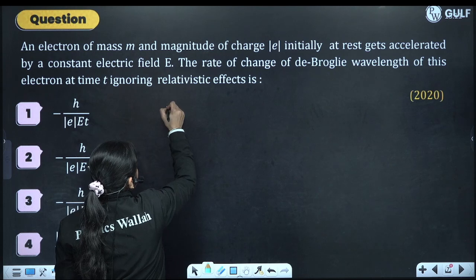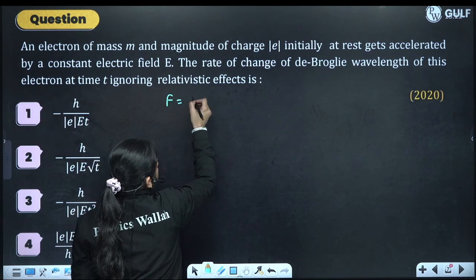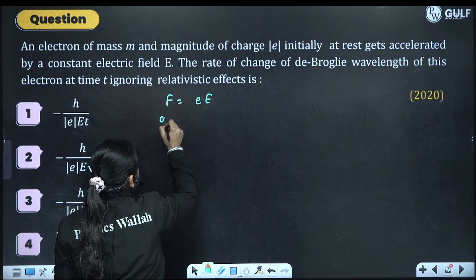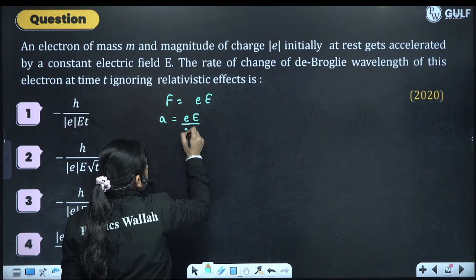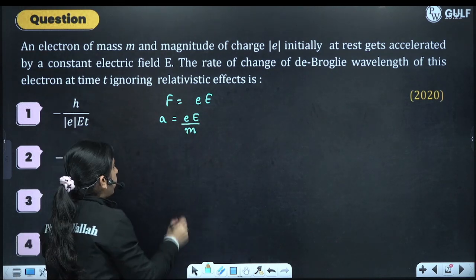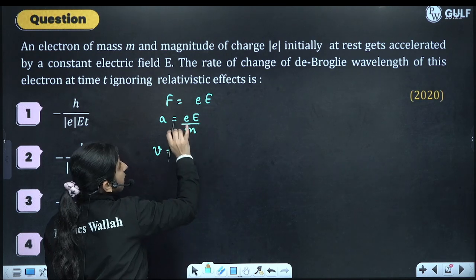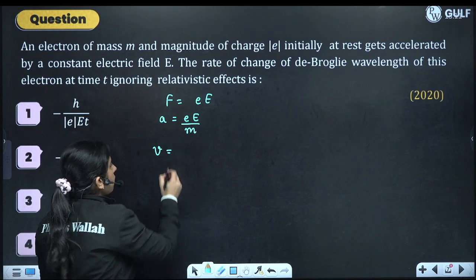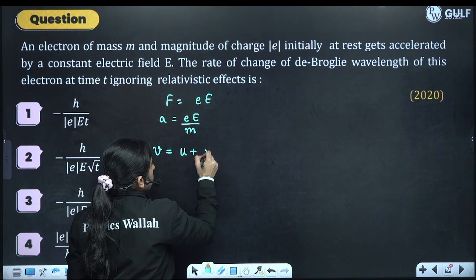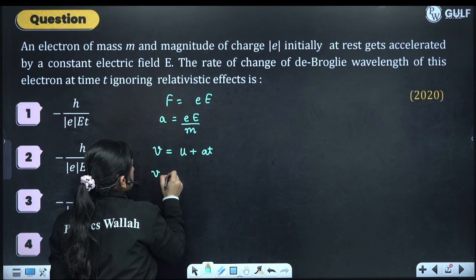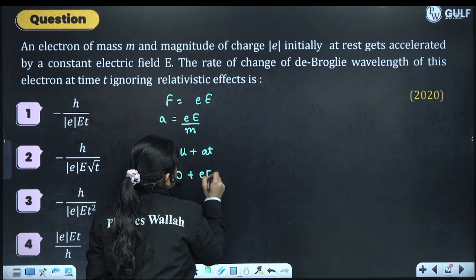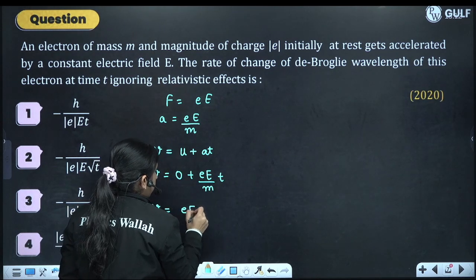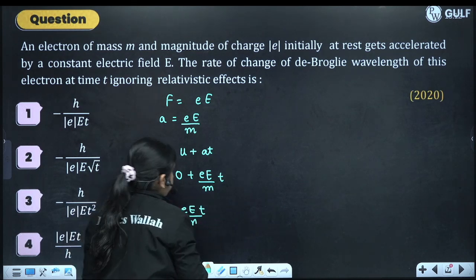So first case, force on electron will be equal to eE. This much force will act on the electron, so acceleration will be eE by m. This will be the acceleration of the electron. Because it is a constant electric field, acceleration is a constant. Apply uniformly accelerated motion: v is equal to u plus at. So u is 0, plus eE by m into t. So the velocity of the electron at any time t is this.